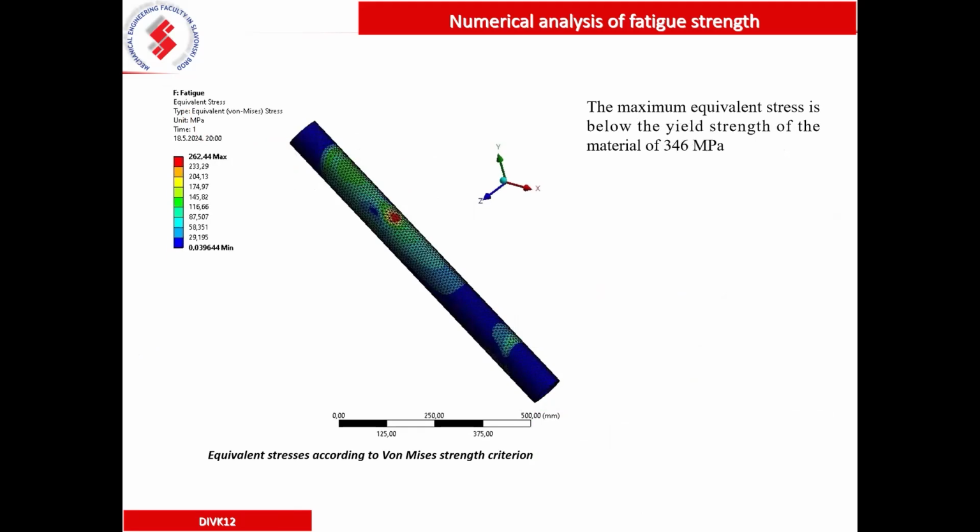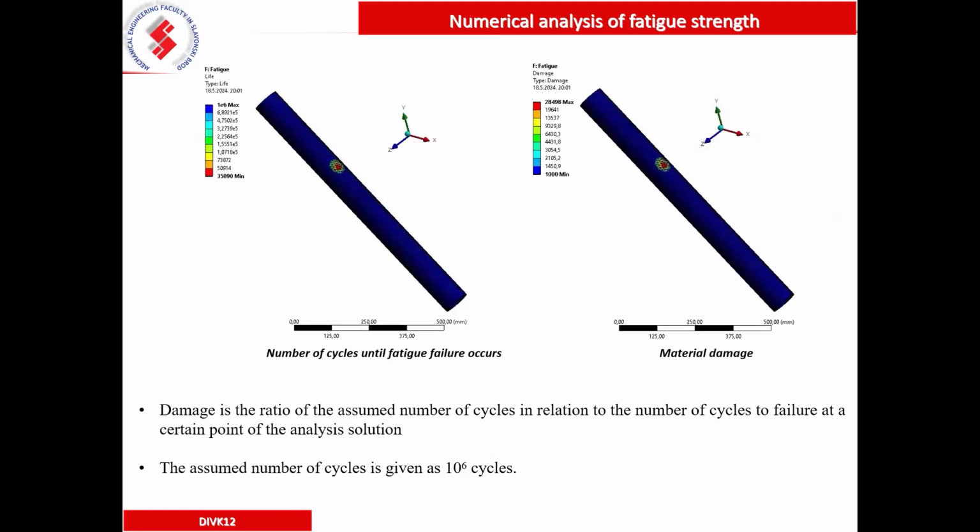For example, this is the equivalent stress according to the strength criterion. And we can see that the maximum equivalent stress is below the yield strength of the material, because that was 346 megapascals and here it is about 262 megapascals. So we are below the yield strength of the material, but still we have the damage there. We also found the number of cycles until fatigue failure occurs and the amount of material damage there. Also you can find some results on the figure.